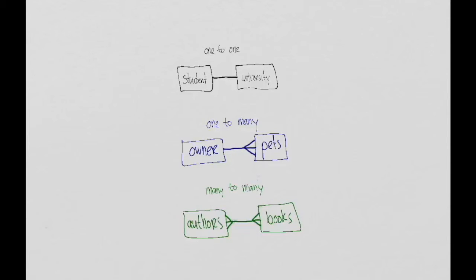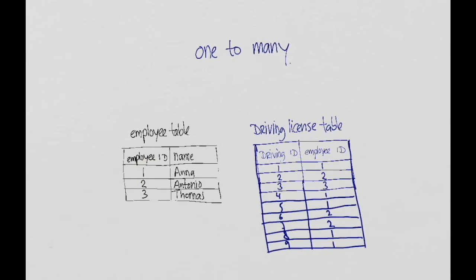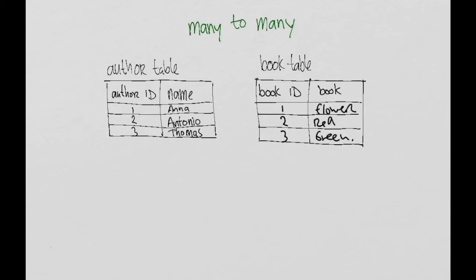A one-to-one relationship is when only one row of a table is linked to just one row at another table. In a one-to-many relationship, there is one row in the first table and many rows in another table. In a many-to-many example, the same ID will exist many times in every table.